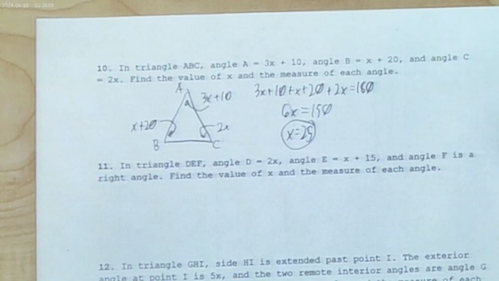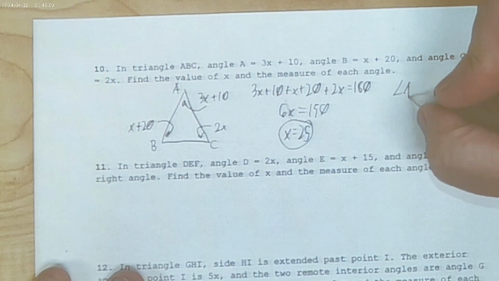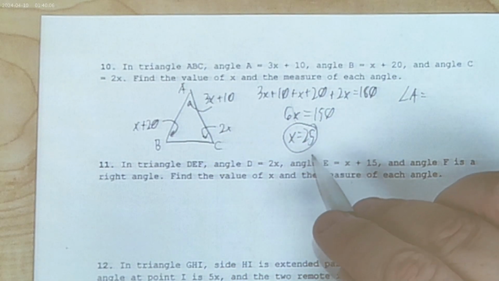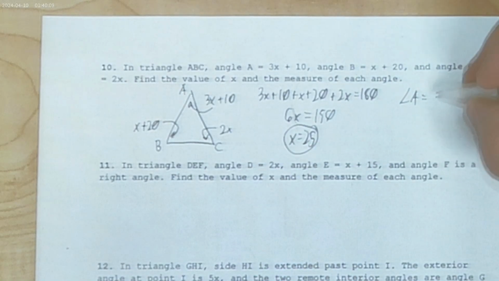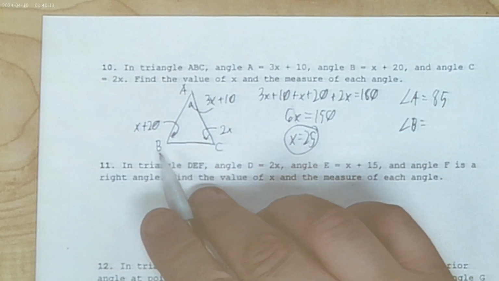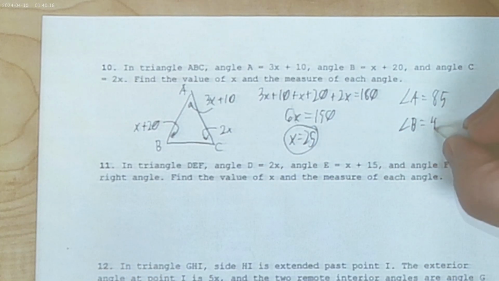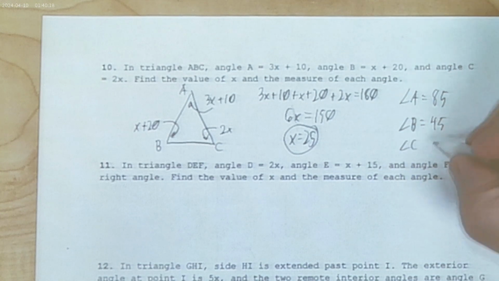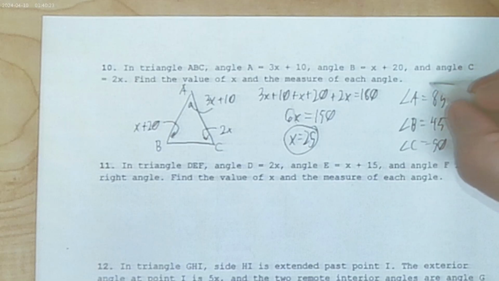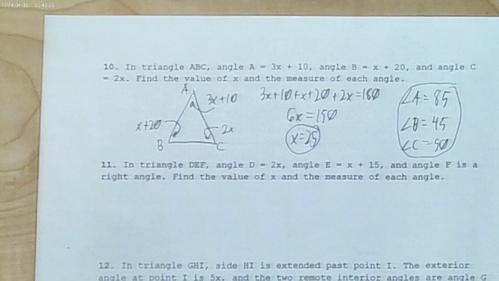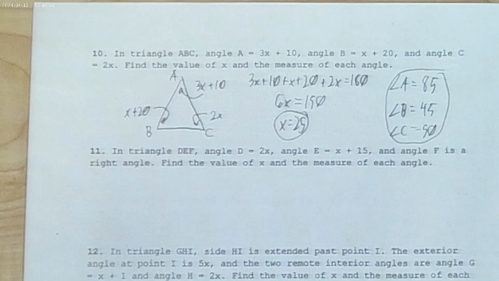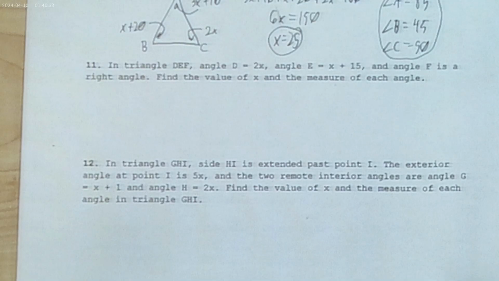There we go. I found x. So angle A is going to equal 3 times x plus 10, which is 75 plus 10, is 85. Angle B is going to be 25 plus 20, which is 45. And then angle C is going to equal 2 times 25, which is 50. Clearly this is not to scale. It's technically an acute triangle, all of them less than 90 degrees, so it could be to scale. No, it's not. I don't know what I'm saying.